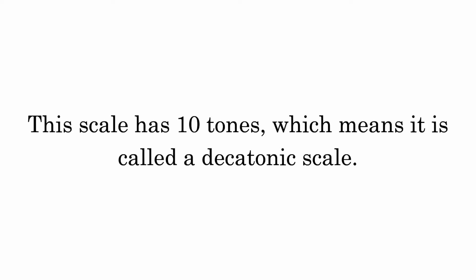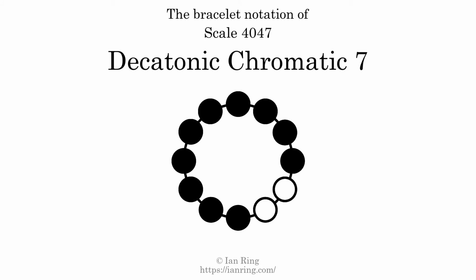This scale has 10 tones, which means it is called a decatonic scale. This is a bracelet notation diagram of scale 4047. The shaded circles represent tones that appear in the scale, and they are read clockwise, starting at the top.